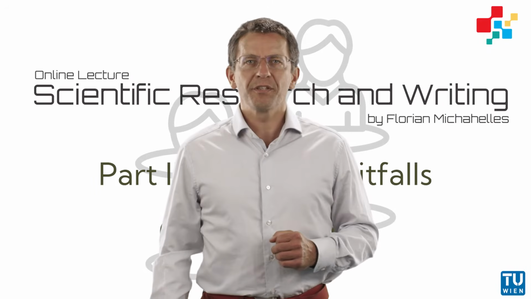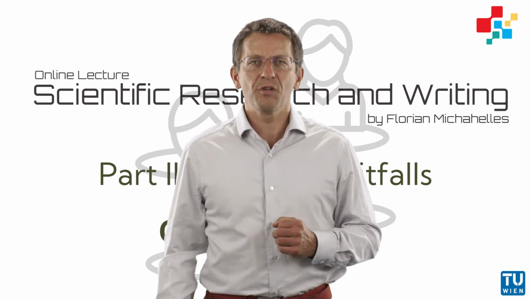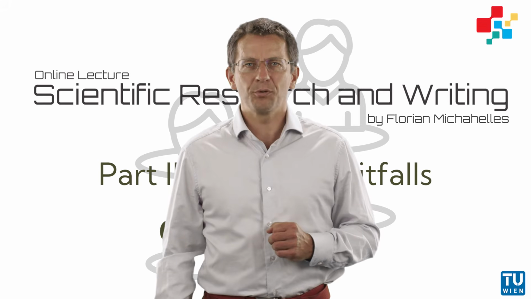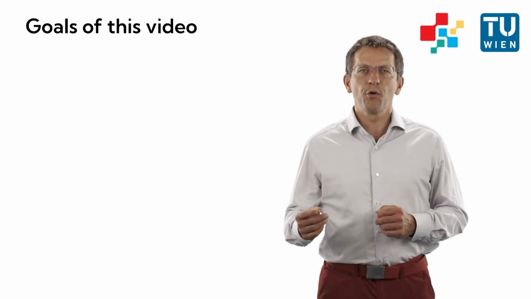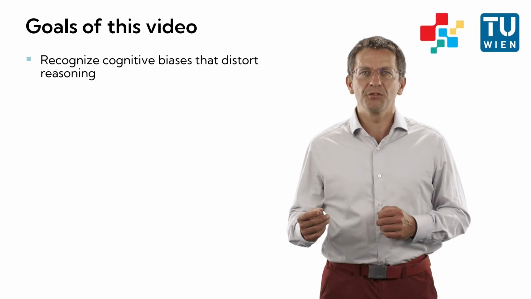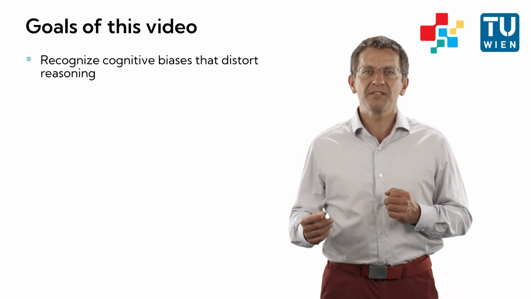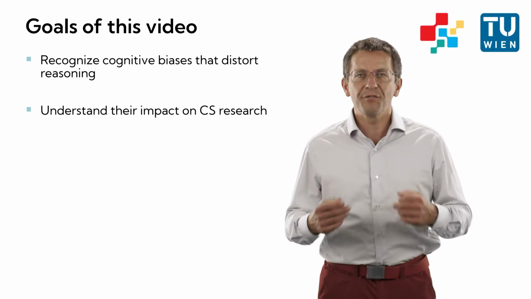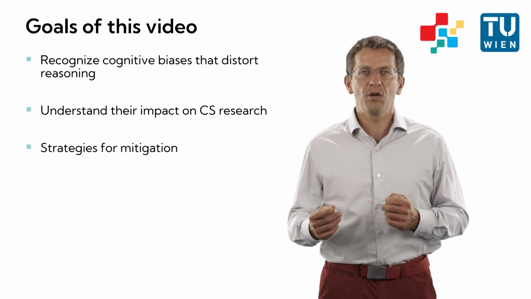Welcome to today's video session on cognitive biases. You will learn how these hidden patterns of thinking shape our decisions and interactions, especially in computing. First, you will learn to recognize cognitive biases that distort reasoning. Next, we will explore how these biases impact computer science research. And finally, we will discuss effective strategies to mitigate their influence and improve the quality of our work.